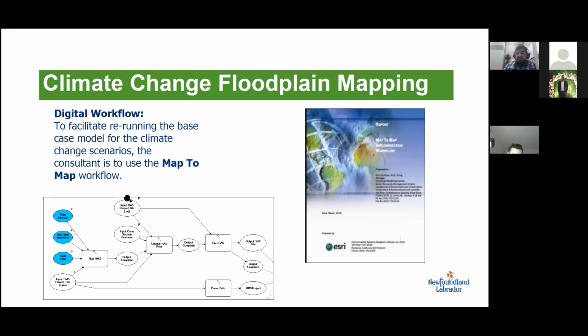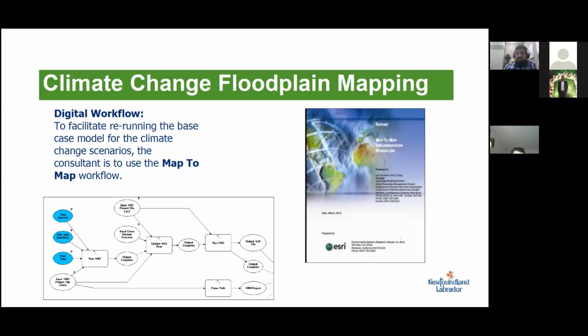So what we did is we implemented a digital workflow. We worked with Esri Canada to create what's called Map to Map. This is basically a workflow within the GIS software, which ensures that once a consultant creates the HEC-HMS model and the HEC-RAS model, we lock them down. Now, the only input changes that take place are in the precipitation inputs. Every other variable stays the same.